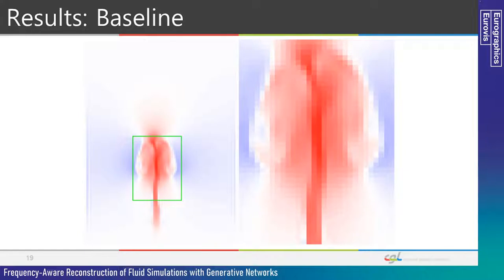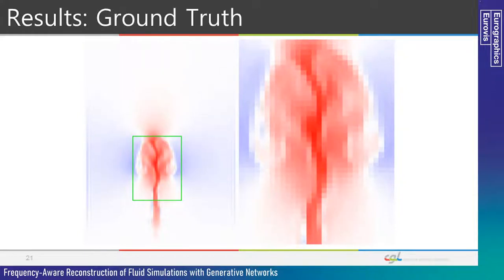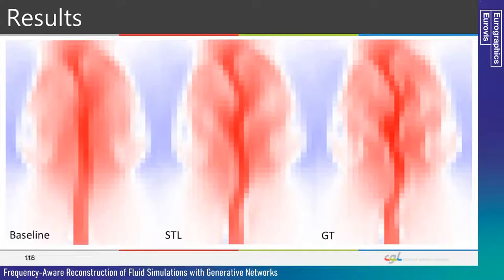Similarly here, the plume example, again with the detail on the right. This is the baseline, this is with STL, and this is the ground truth data. Here again, the baseline, STL, and ground truth details all next to each other. We see that the curl structure inside the plume gets reconstructed much more accurately in STL than the baseline.